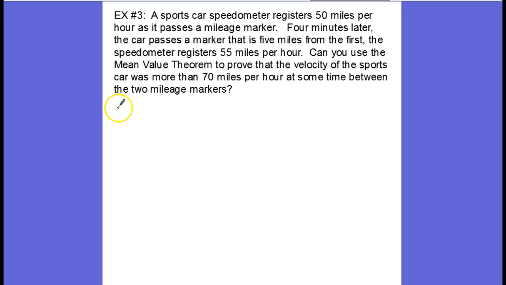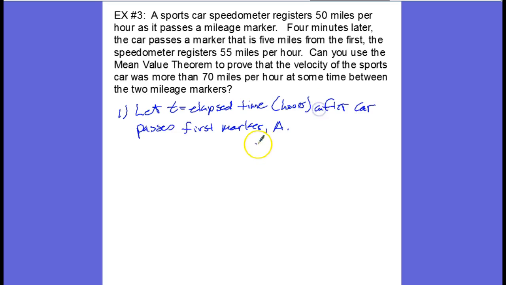All right, let's see if we can prove that the guy was speeding. Let's get some common units going here. So we're working with speeds that are in miles per hour. So my distances are going to be in miles, my times are going to be in hours, but they give me an elapsed time here of 4 minutes. So let's do this. Let t equal the elapsed time in hours. So we'll need to do some unit conversion. After the car passes the first marker, A.